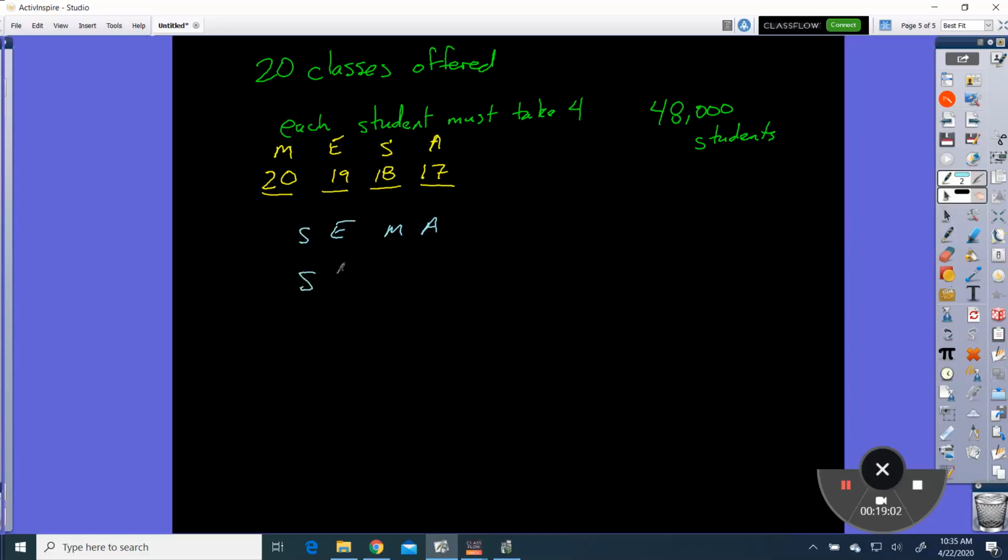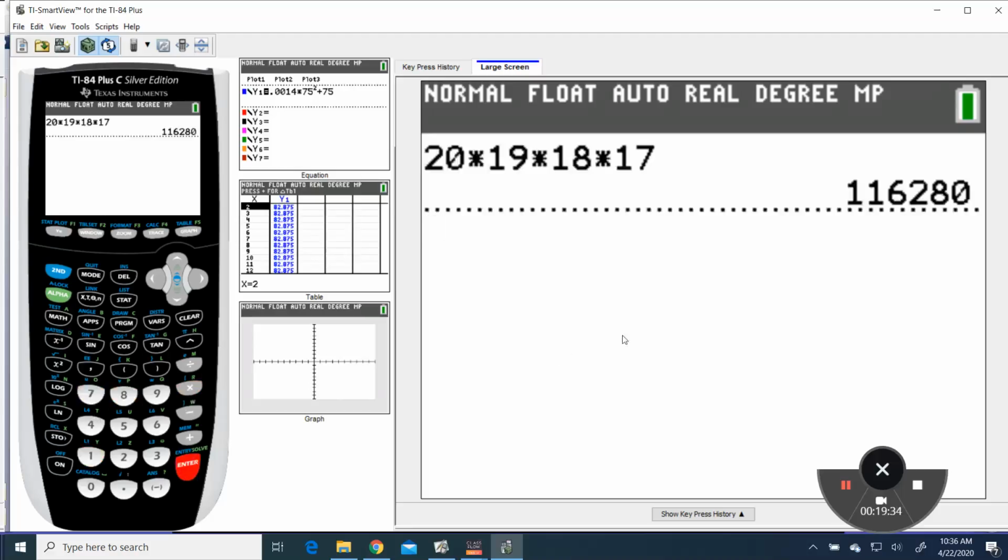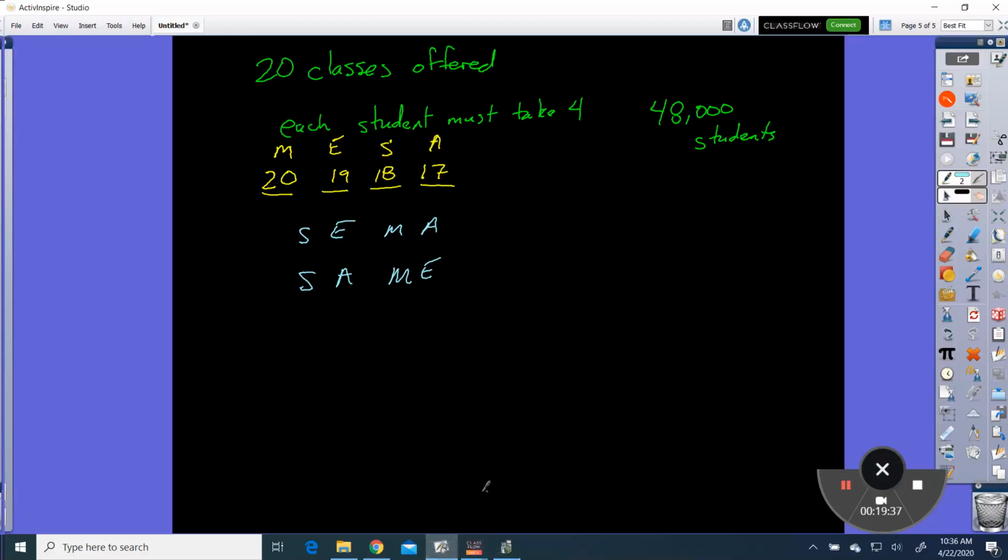Maybe this, or is this the same as those ones? Nice, huh? So anyways, if those are different schedules, then there's a lot more course offerings. If we say these are the same, there's a lot fewer. So let's pretend that these are different. If those are different, then we would have 20 times 19 times 18 times 17, which is 116,280. So that's if we say those are different.